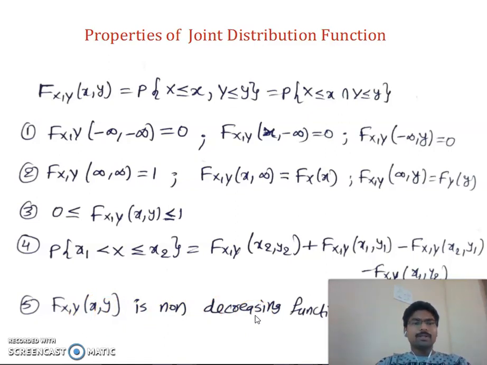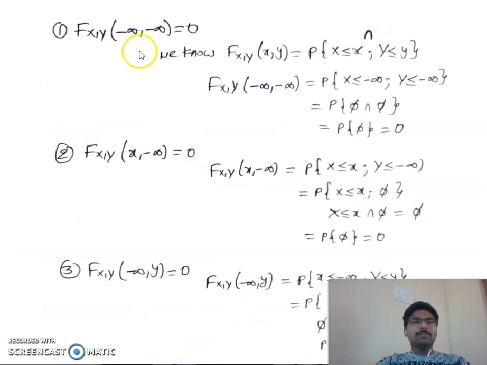Now we will see the proofs of the properties. First property, F_{X,Y}(-∞,-∞) is equal to 0. This is obtained by writing the definition of F_{X,Y}(x,y) is equal to the probability of capital X less than or equal to small x intersection Y less than or equal to y. That is the joint occurrence of X less than or equal to x and Y less than or equal to y. Observe here, x is minus infinity, y is minus infinity.